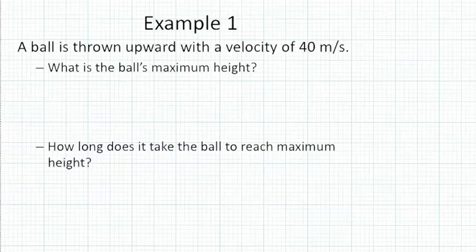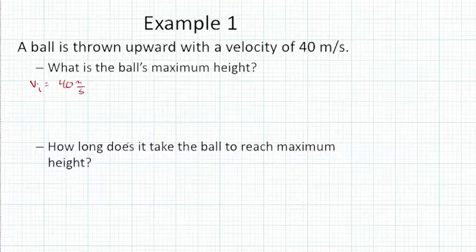Now, let's calculate the maximum height, or how long it takes to get to a maximum height, for a ball being thrown upwards. So we have a ball thrown upwards with a velocity of 40 meters per second. So that's our VI right here. That's 40 meters per second. And I'm writing it here because I want to emphasize, always write out your notes. Even if it's written right here, write it out. So we know that's our VI.